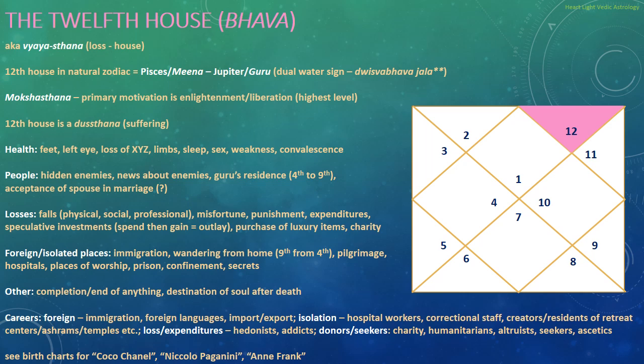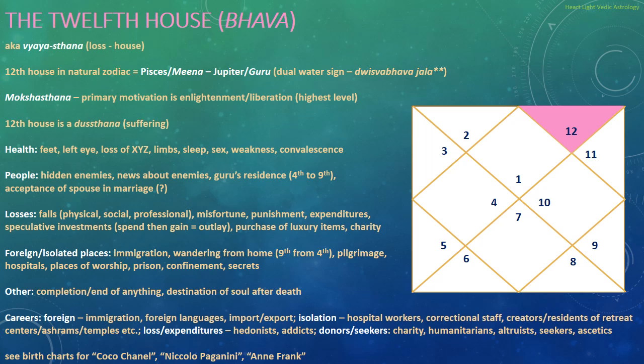Weakness of all kinds, just a general lack of vitality, can be seen in the 12th house, and then convalescence. So, times in which somebody is in an isolated place, like maybe a hospital or an assisted care facility or maybe hospice, that sort of thing, can be indicated by the 12th house.